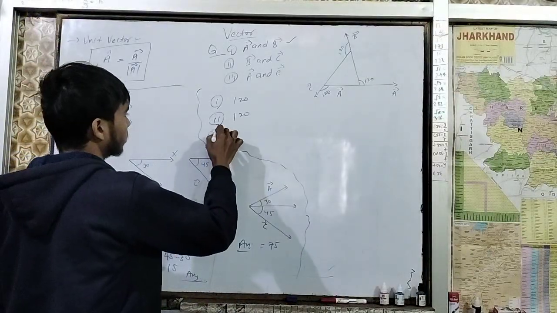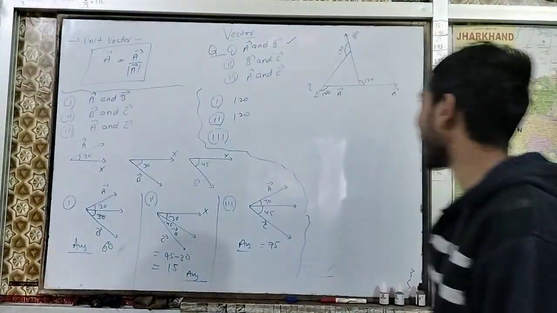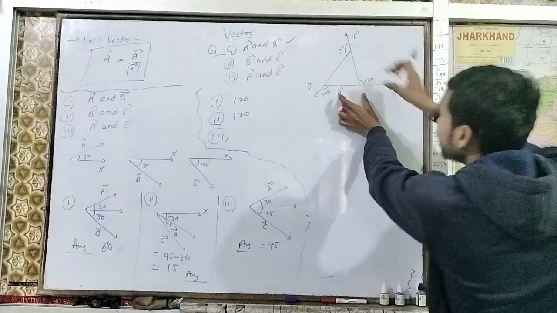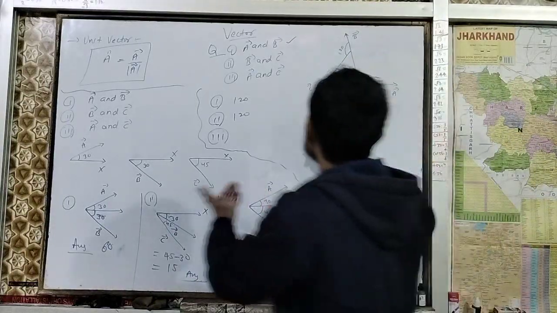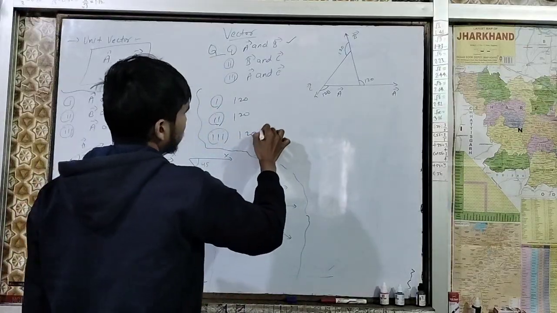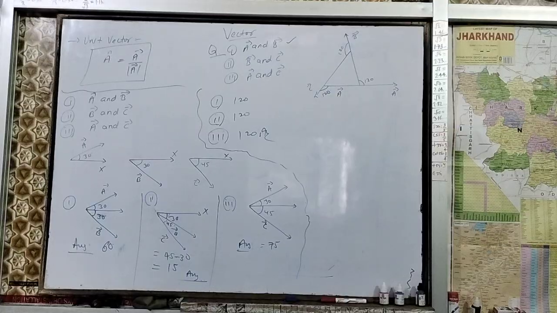Now it's time to find the angle between the A vector and C vector. This is the A vector, and the C vector is this. If you shift it over here, then what will happen? Again 120. Is it correct? Yes, 120 is the answer for each question.